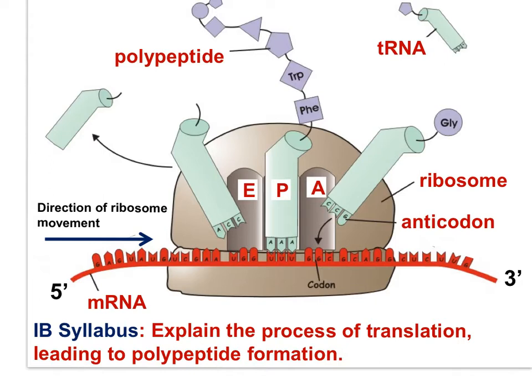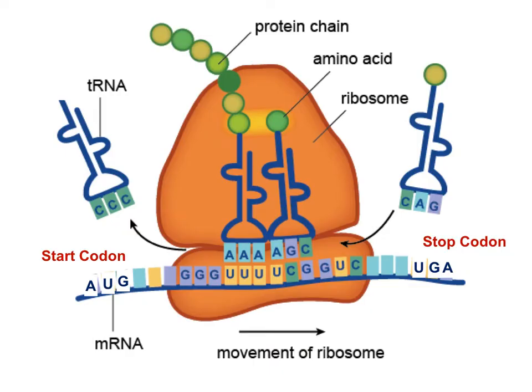Now, in the images to follow, the ribosome will not show 3 binding sites, the A, P, and E. Keep this in mind. You need to be aware of 3 sites, and the E site is often neglected in diagrams of translation. Translation starts with the AUG start codon. Translation stops when the ribosome reaches a stop codon, such as UGA or UAG or UAA.